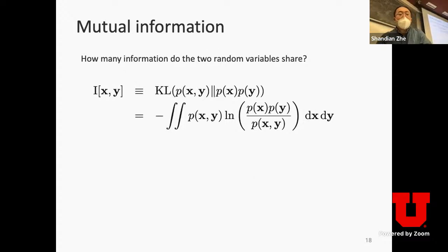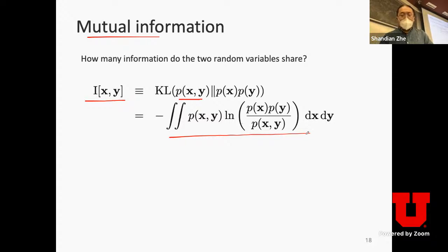Okay, mutual information, as we just mentioned. Conceptually, you can view mutual information as a measurement of the amount of information two random variables share. So this is the definition. Mutual information is defined as the KL divergence between the joint distribution and the product of their marginal distributions. If you want to calculate it, you just calculate the integral of p(x,y) times the logarithm of p(x)p(y) over p(x,y), dx dy.